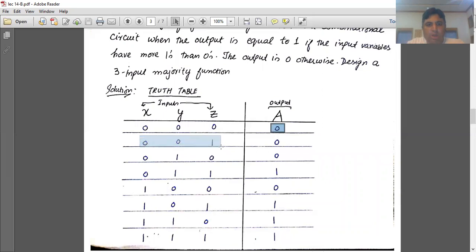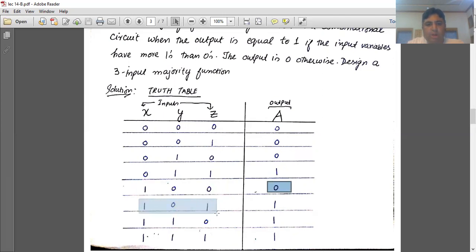In the second case, X is equal to 0, Y is equal to 0, Z is equal to 1. So there are 2 zeros and 1 one. Zeros are more, so the output will be 0. In the third case, again we have 2 zeros and 1 one, so again the output will be 0. In the next case, we have X is equal to 0, Y is equal to 1, Z is equal to 1. So there are more ones than zeros, 2 ones and 1 zero. So in this case the output will be 1. In the next case, again there are 2 zeros and 1 one, so the output will be 0.